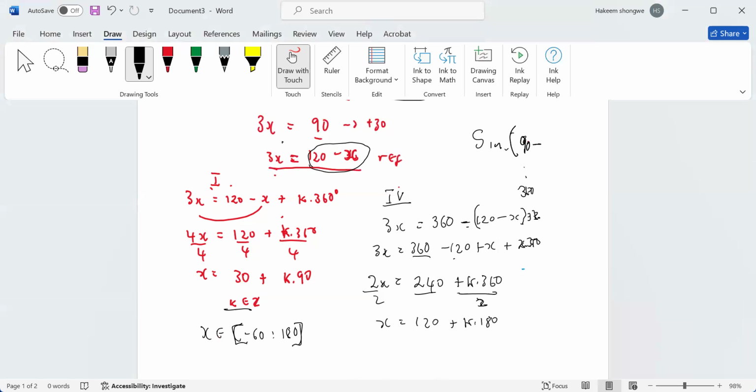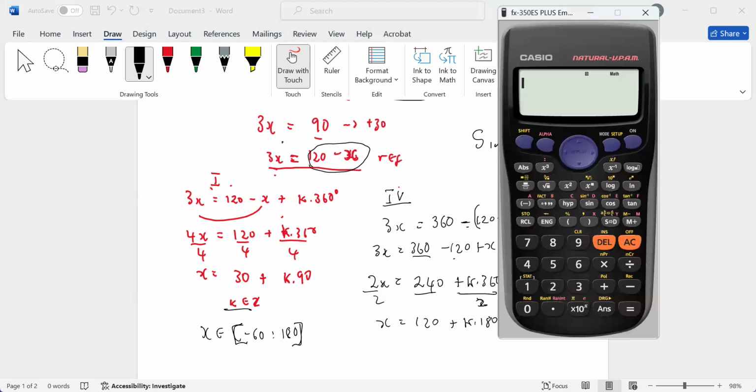It's a long process, so let's go to the first quadrant and get the general solution of the first quadrant. We're going to have 30 plus 90k, where we start with k multiplied by 90. Put it inside the bracket, multiplied by k. Let's start with minus 1.